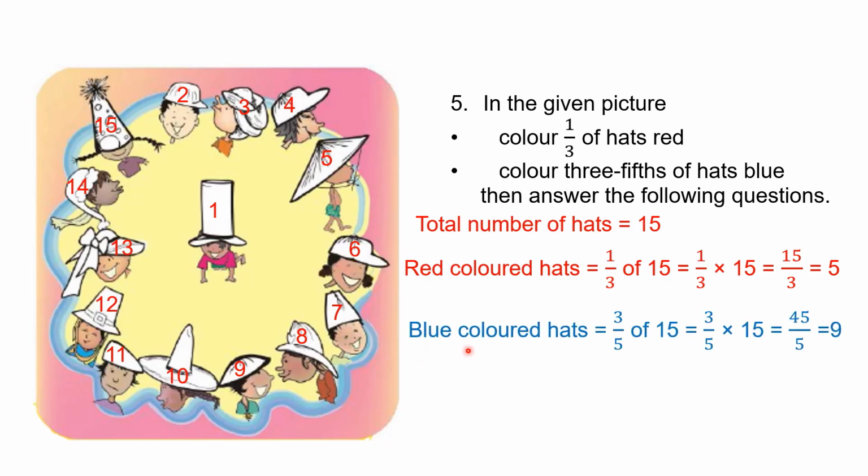Let us find out blue colored hats. That is 3 by 5 of 15. 3/5 of the hats are blue. So 3 by 5 of 15. 3 by 5 multiplied by 15. 3 fifteens are 45, divided by 5. We know that 5 nines are 45. So it equals 9. So the number of blue colored hats is 9.